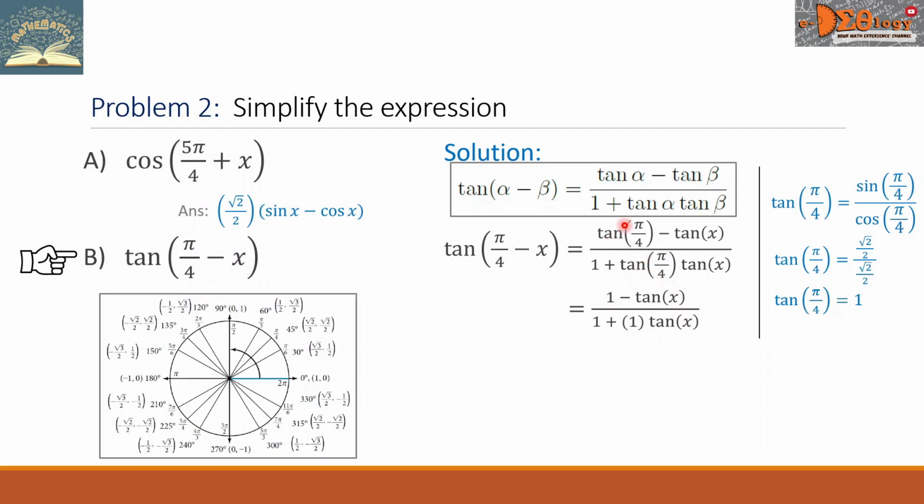So this tangent of pi over 4 is now 1. We have 1 minus tangent x all over 1 plus the tangent of pi over 4, which is now replaced by 1, times tangent x. Multiplying 1 by tangent x is simply tangent x. So finally we have 1 minus tangent x all over 1 plus tangent x.